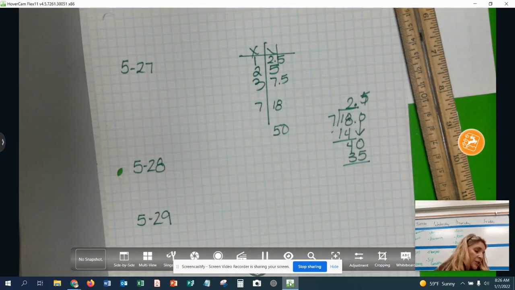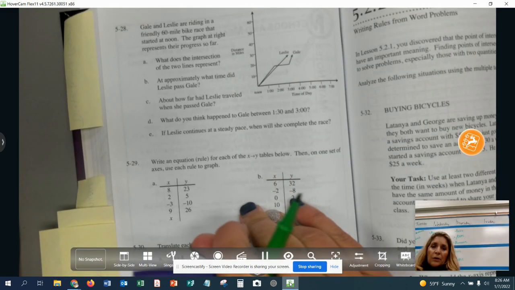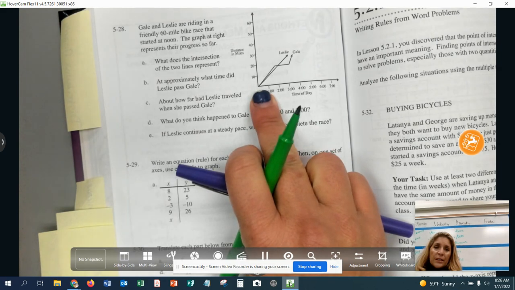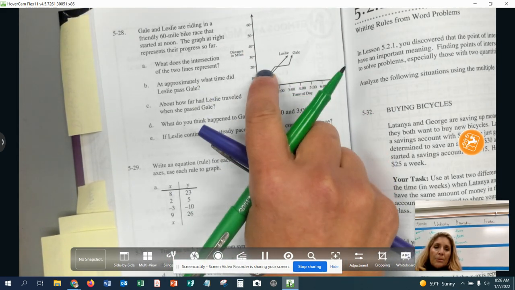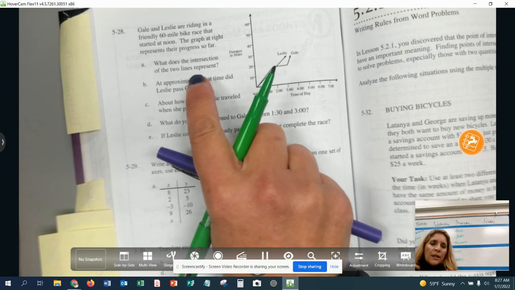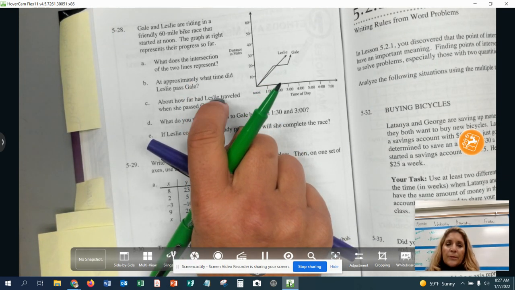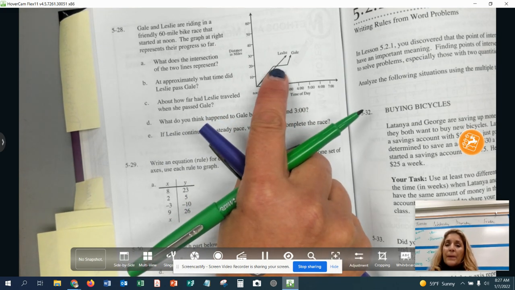All right, 5.28 is really where I want to focus. This is about reading a graph. Gail and Leslie are riding a friendly 60-mile bike race that starts at noon. Here's the starting time at noon. This is the time of day. This is the distance in miles. What does the intersection of the two lines represent? It represents when they actually cross paths.